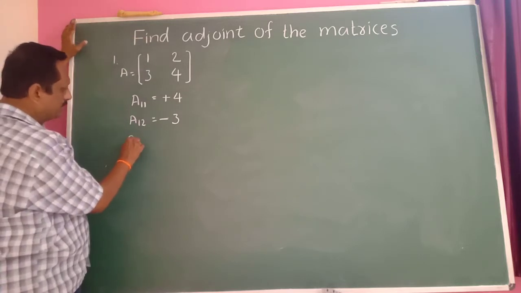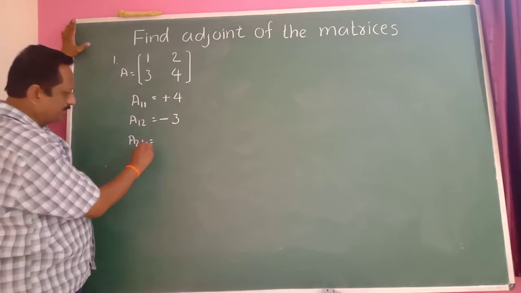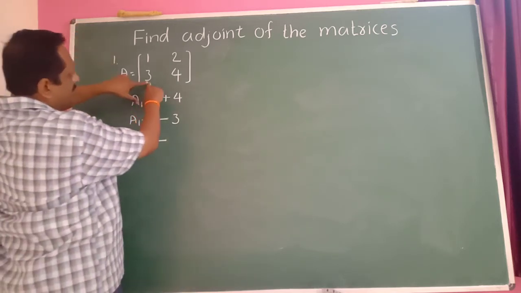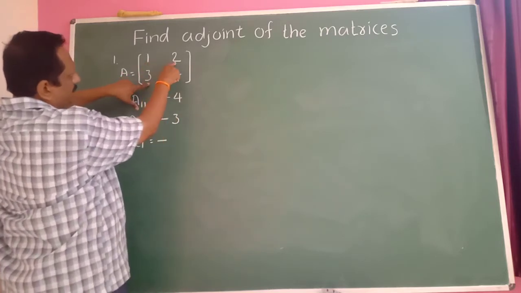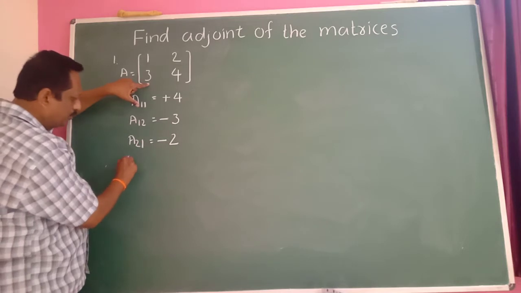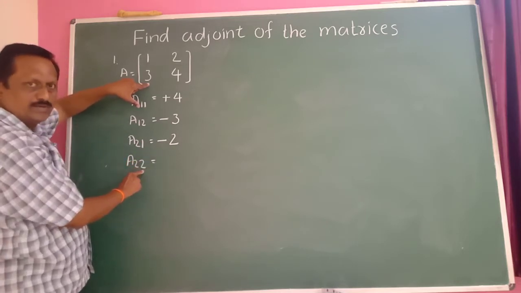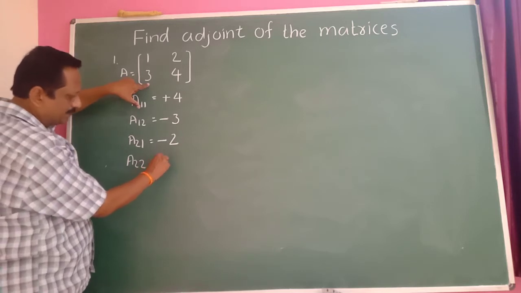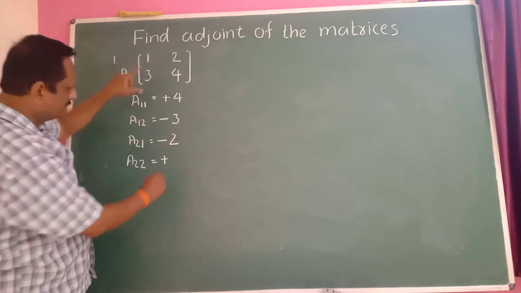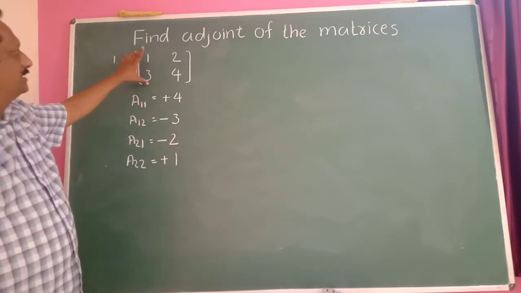Then A21. A21: 2 plus 1 is 3, an odd number. Take a minus sign. Deleting the second row, first column, the remaining is element 2 here. So write 2. Then A22. A22 here, 2 plus 2 is 4, an even number. Take a plus sign. Deleting the second row and second column, the remaining element is 1 here. So these are all the cofactors of each element here.